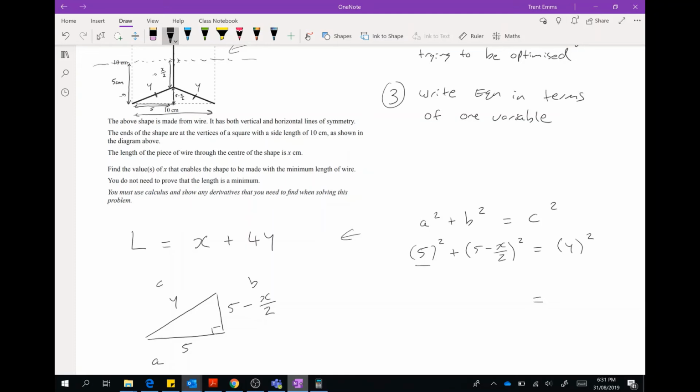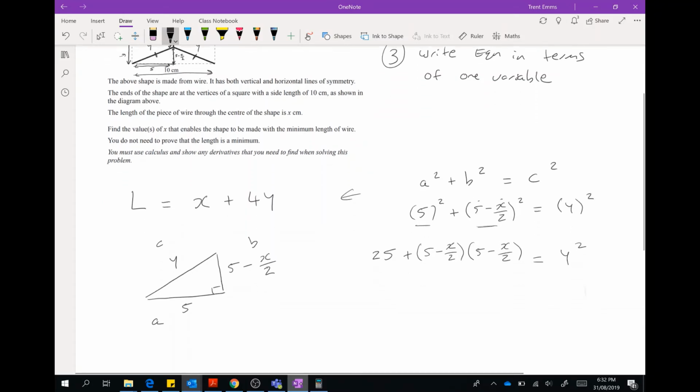5 squared goes to 25 plus, now just be careful with this, because the common mistake is that people just square the 5 and square this part, but it's the same as saying (5 minus x over 2) multiplied by itself again, and then we have to do the expansion of the double brackets, equal to y squared.